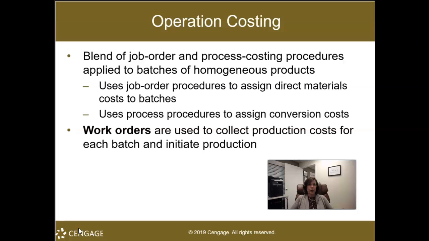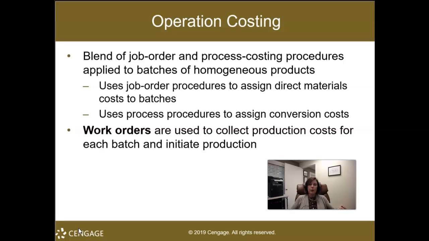The last thing we're going to talk about in this chapter, and I'm not going to spend a lot of time on it, is something called operation costing. Sometimes you have a manufacturer that's got processes that are very similar. They might be making identical products, but their raw materials could be vastly different. And as a result, you're going to have very different costs associated with that. So these may be produced in more of a batch form. And when we combine the concepts of job costing with process costing, we end up with this operation costing.